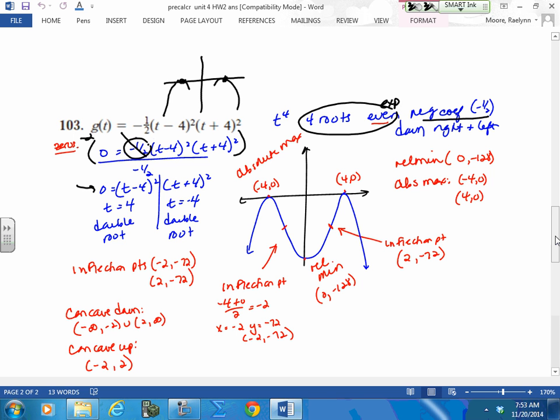How am I going to connect those? Oops, they must loop in the middle, right? I can't make a straight line across there. They must loop in the middle somewhere. And there's my graph. That's a little deeper.